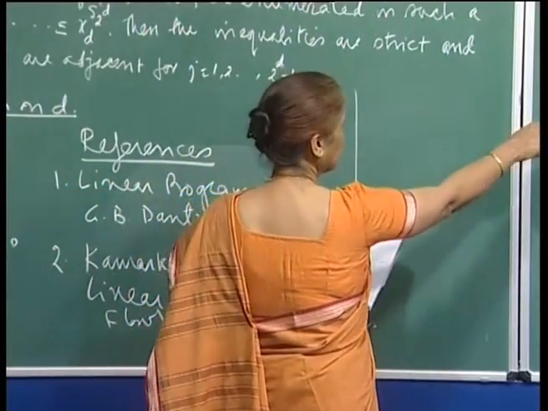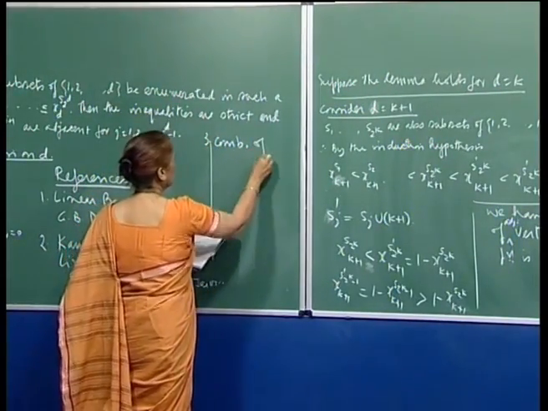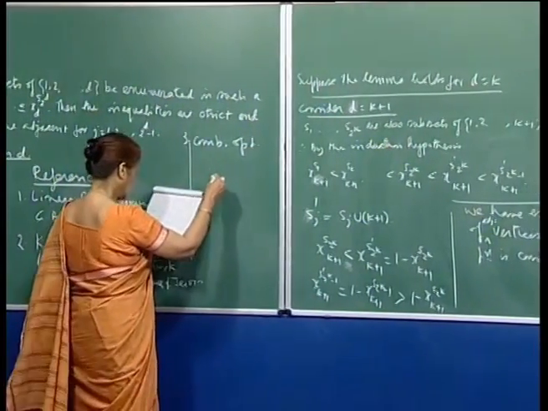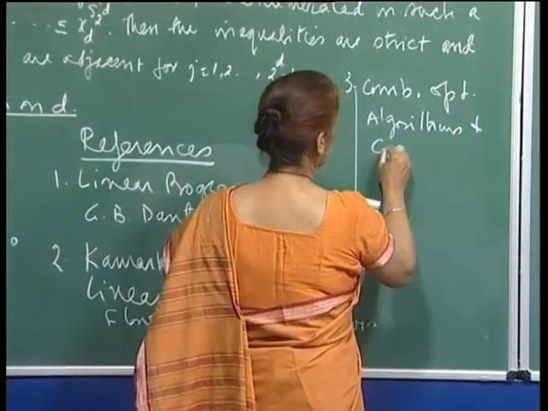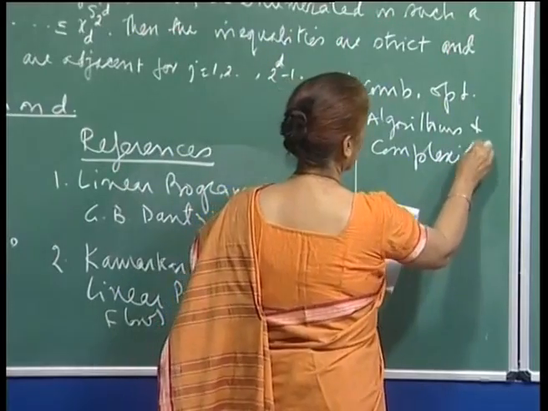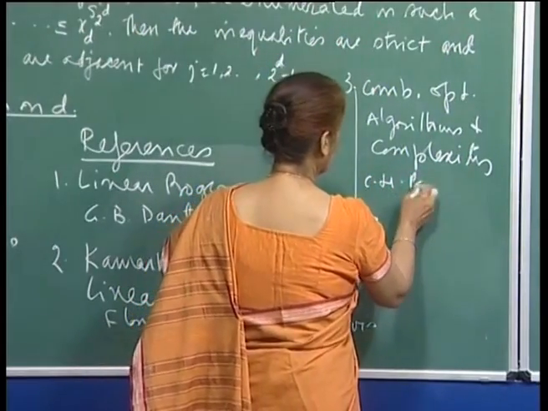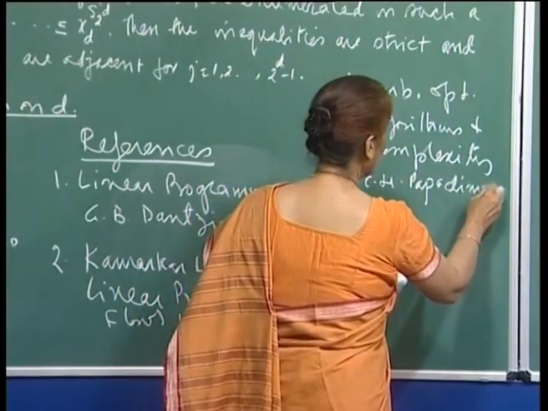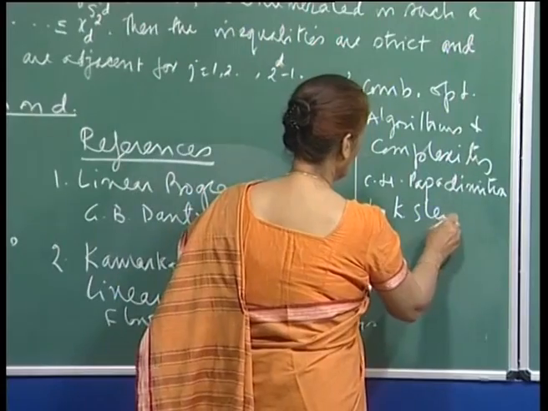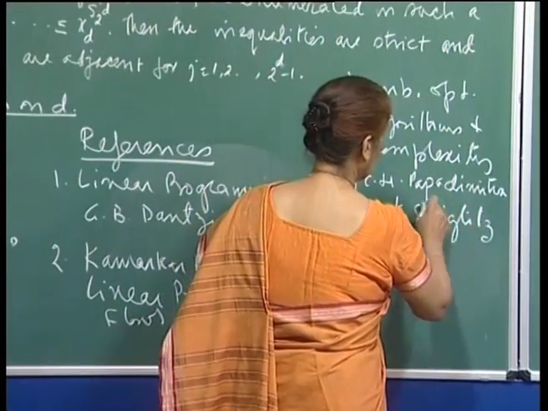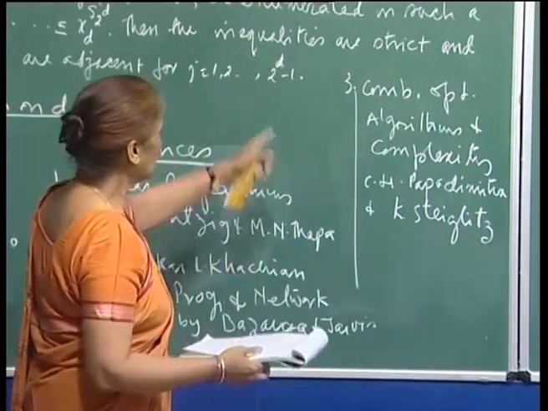Then finally, the treatment that I gave you here is from Combinatorial Optimization: Algorithms and Complexity, by C.H. Papadimitriou and K. Steiglitz. Papadimitriou wrote it in Greek, and it has been translated by Steiglitz, and so here this is the treatment.